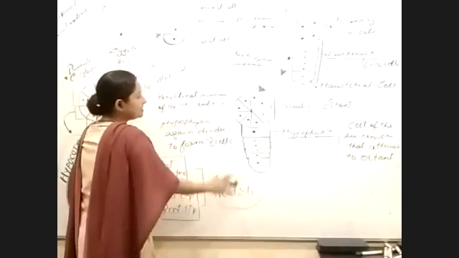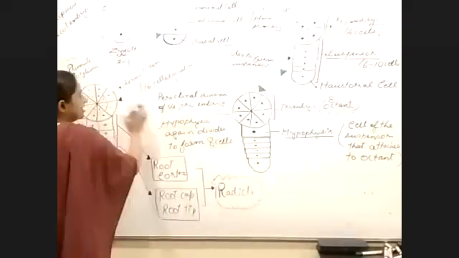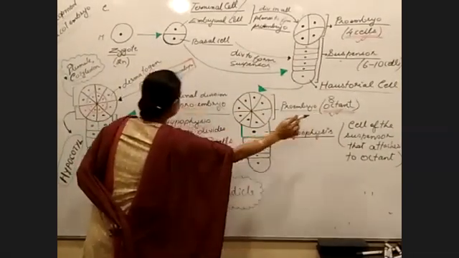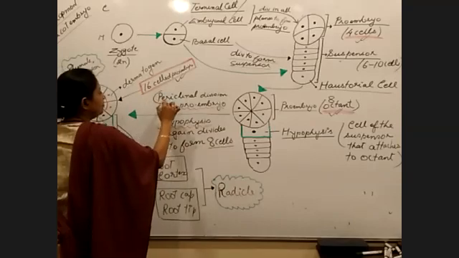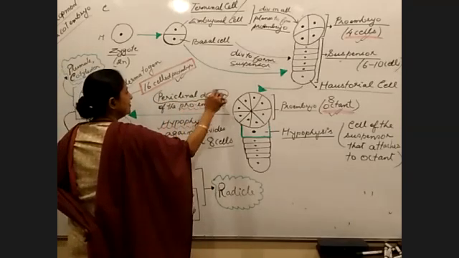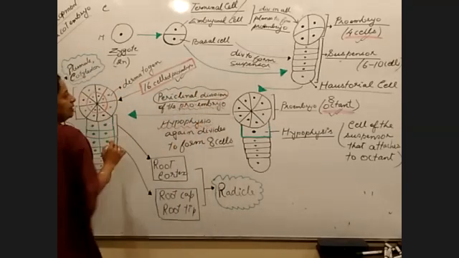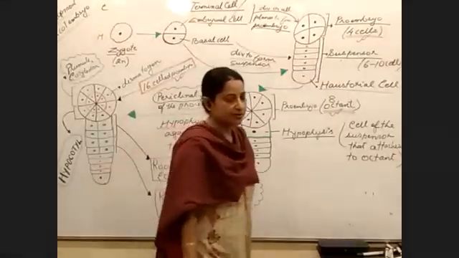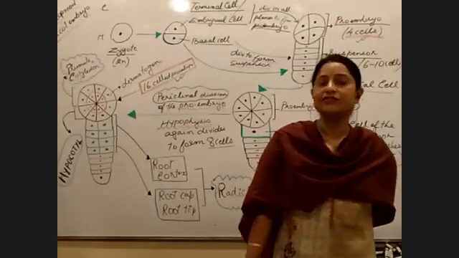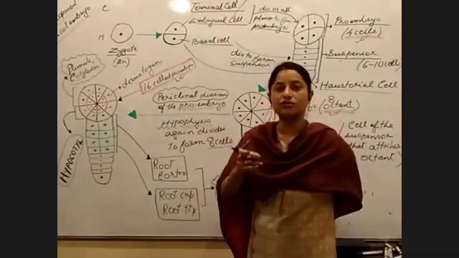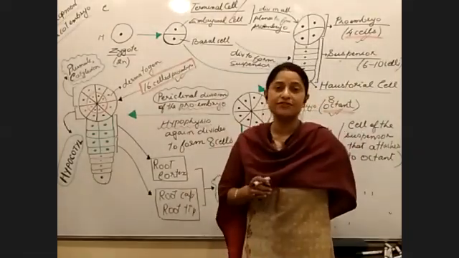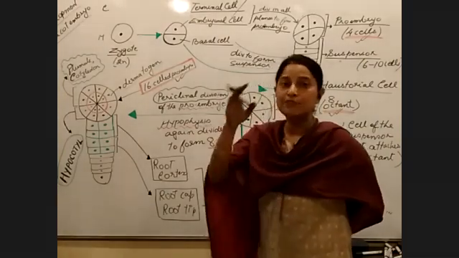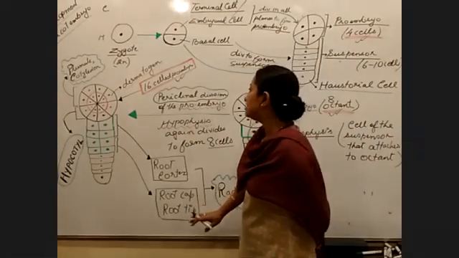Okay. Next, what is next? This 8-celled structure, or this octant, will undergo a type of division that is called periclinal division. What is periclinal division? Anticlinal division or periclinal division. There are 2 types of division. When we are talking about cell division, if you divide at 90 degrees it is anticlinal. If it divides parallel with the cell wall, then it is called periclinal.